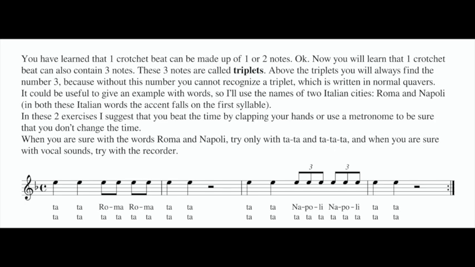Now, we can try. 1, 2, 3, 4. Ta, ta, Roma, Roma, ta, ta. Ta, ta, Napoli, Napoli, ta, ta. And now with ta, ta, ta.